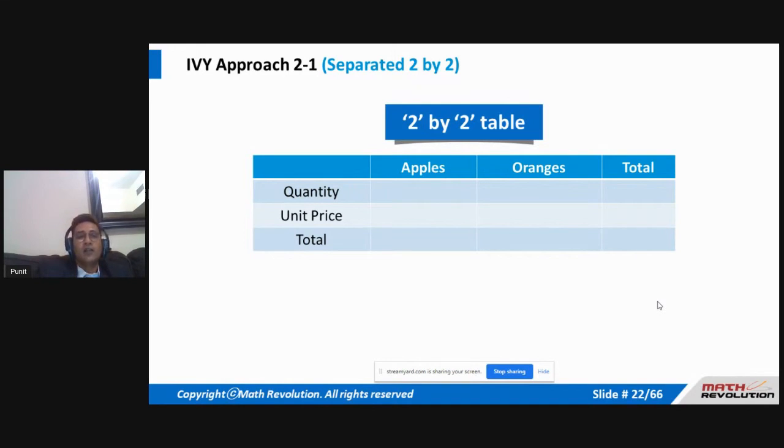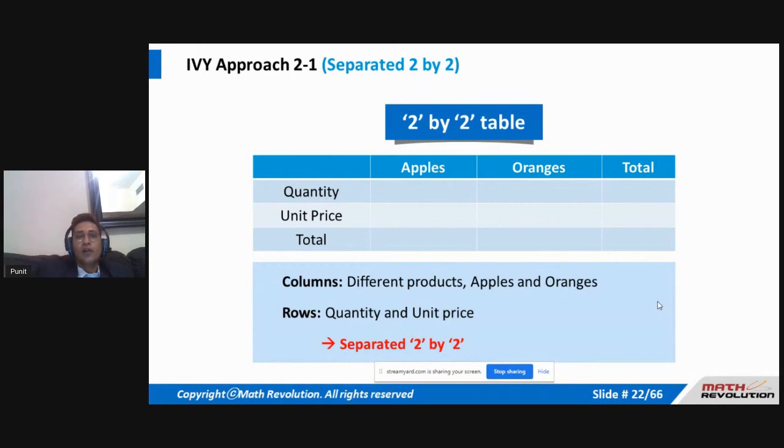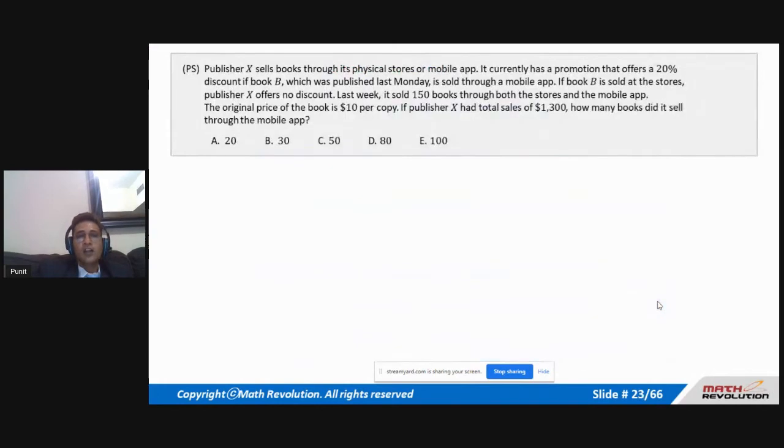So the table that looks like to us, the separated 2 by 2 table, is this. Apples, oranges, and total, and we have a quantity and a unit price. A basic description is there. So columns have a different product, rows have a quantity and unit price. Let's talk about one of the questions based on the same. On the separated 2 by 2 table, keep your pen and paper ready, and let's see who all gets the correct answer for the next question, which is about to be there on your screen.